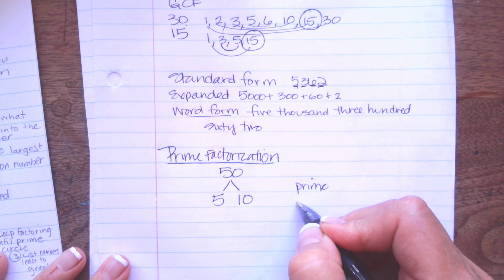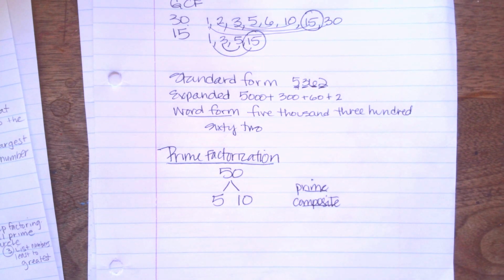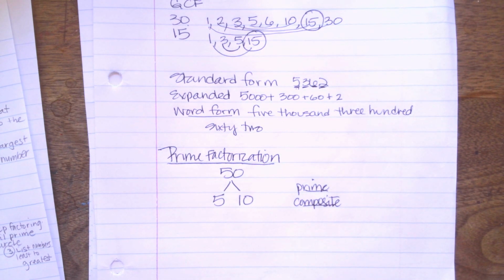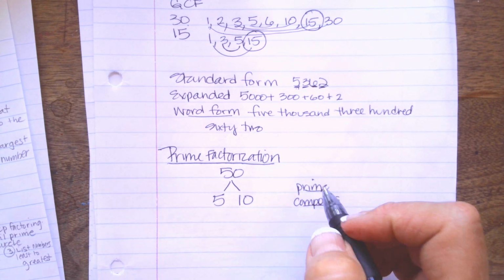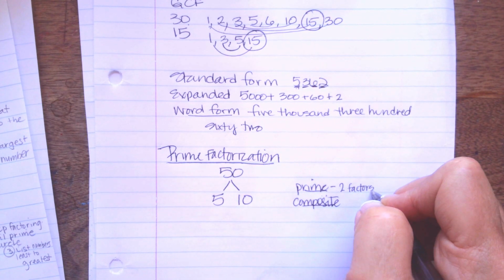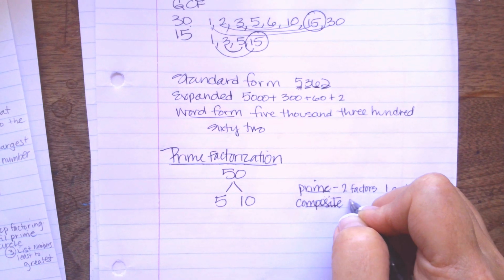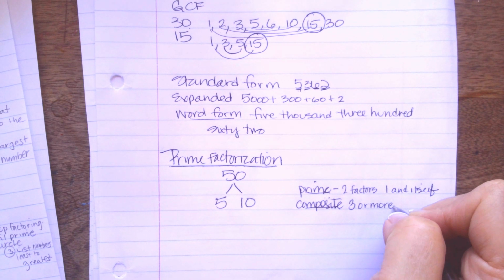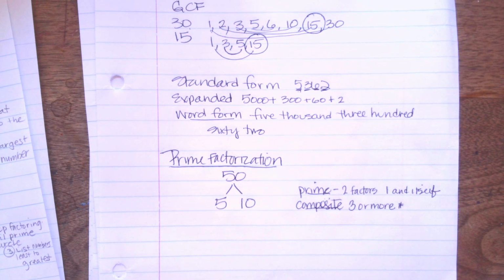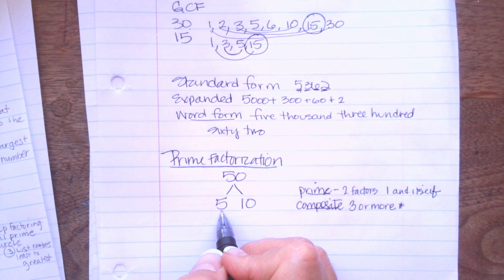Do you remember what a prime number is, Kate? No, I don't. So every number is either a prime number or a composite number. A prime number means that it only has two factors that divide into it, 1 and itself. A composite means that it has 3 or more numbers that divide into it. So if I were to try to find the factors of 5, I would only be able to do 1 and 5. Is that correct?